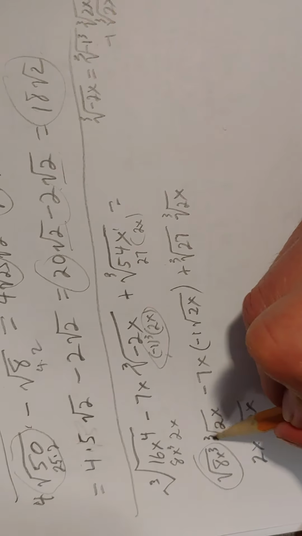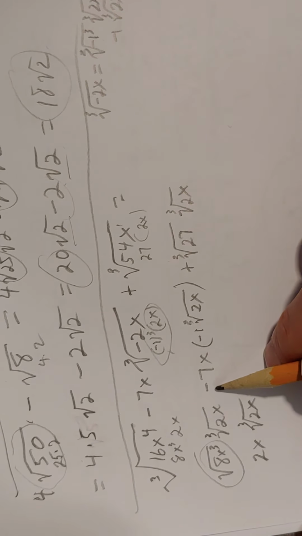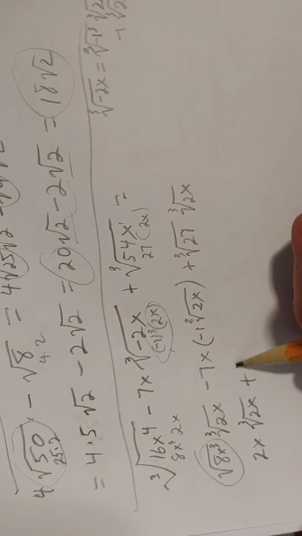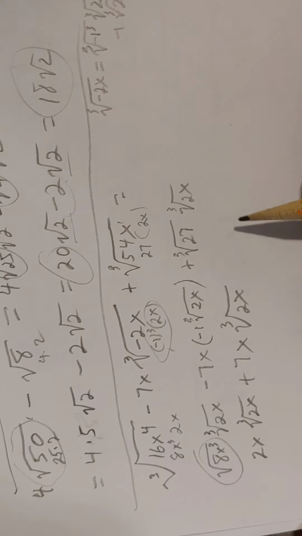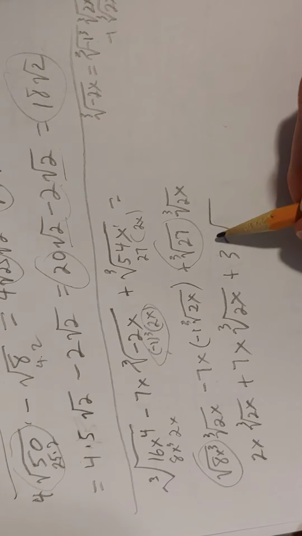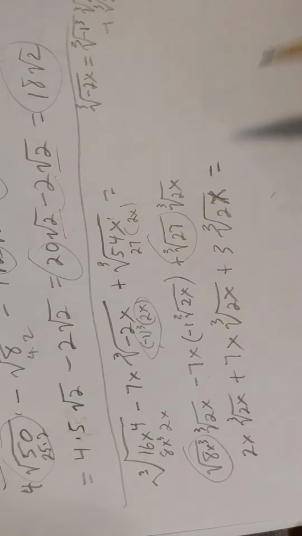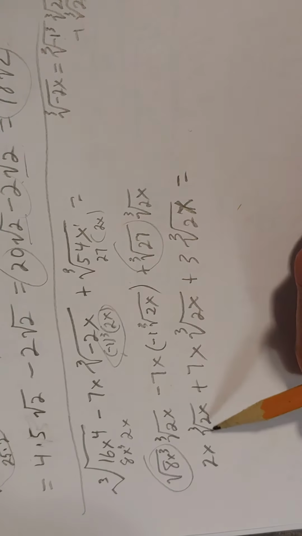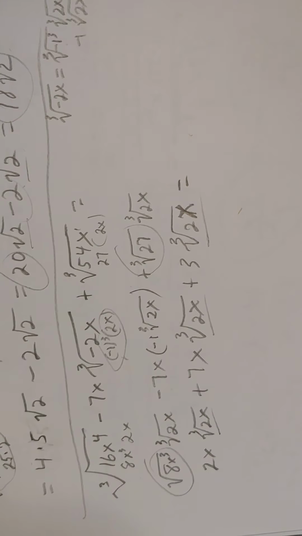Don't forget the little indices, which I did there and here. Don't forget those. And then minus a negative, plus 7x times the cube root of 2x, plus the cube root of 27 is 3 times the cube root of 2x. Whoops, 2x. Cube root of 2x, cube root of 2x, cube root of 2x. Factor it out of there.